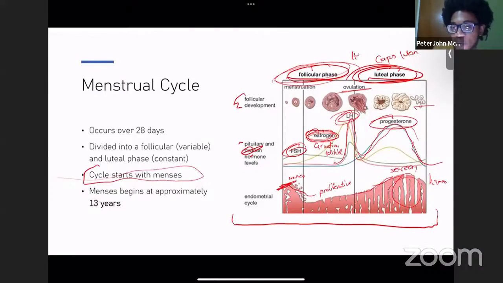And no, you can't just say white body. You have to actually say the name. I forgot the name. Corpus albicans. Corpus albicans means white body, just like how corpus luteum means yellow body. So you have to say corpus albicans. Yeah. All right. Yes, sir.